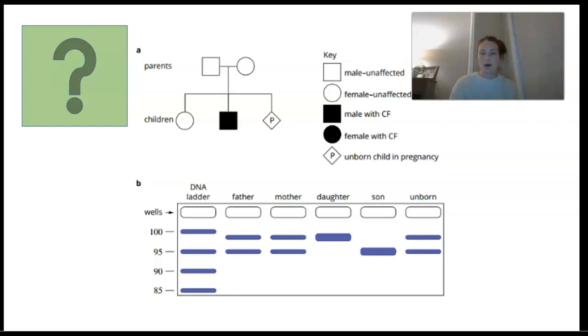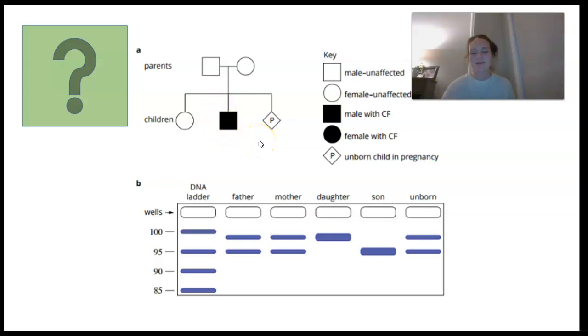So I'm nearly 100% sure that you're not going to be asked to do something like this, but gel electrophoresis can also be used for establishing paternity. So if we have DNA compared between father, mother, daughter, son, and an unborn, oh, sorry, this one's not establishing paternity. This one is looking at another genetic trait.